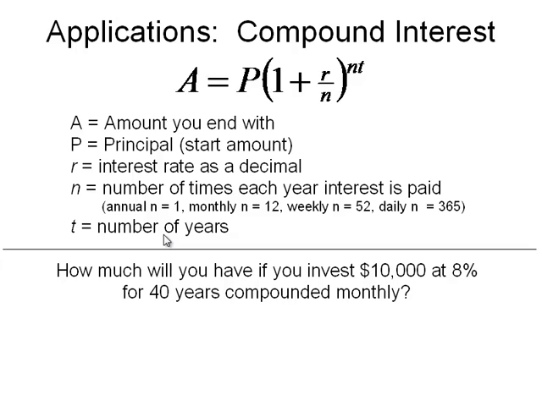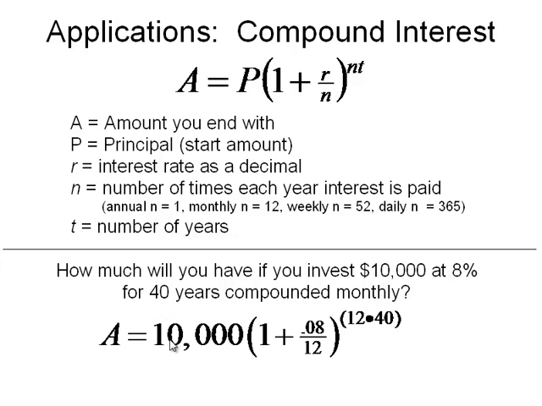Okay, suppose you want to find out how much you're going to have if you invest $10,000 at 8% for 40 years, compounded monthly. So we put our numbers in. We're going to invest, that's what we're starting with, $10,000. Our interest rate is 8%, 40 years. We put those numbers in, 10,000, 1 plus 8% is 0.08. Monthly is 12. And then our power up here, 12 times 40.